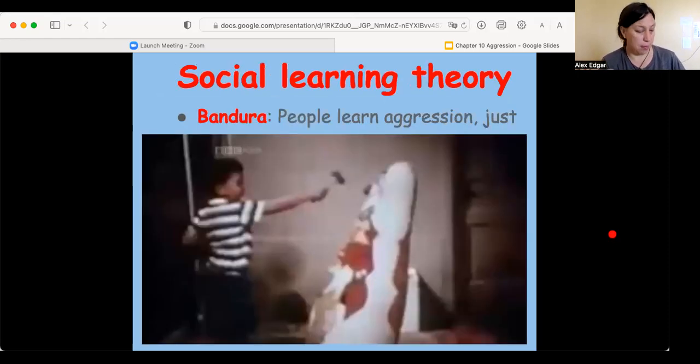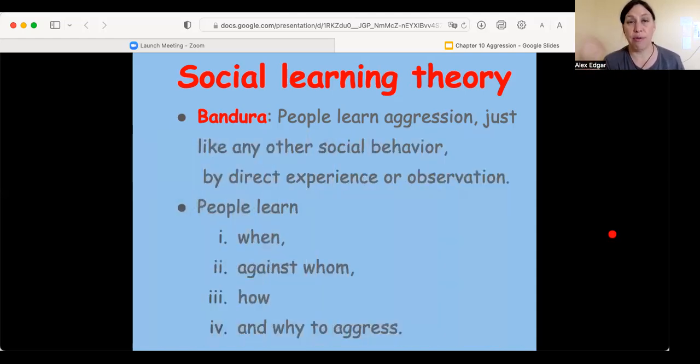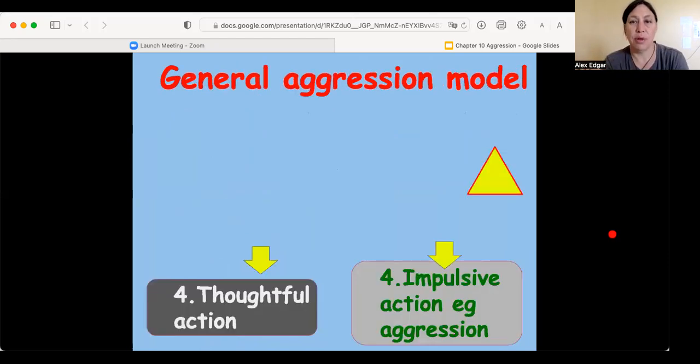Social learning theory. Bandura's Bobo doll experiment showed that people learn to be aggressive both through observation and through direct experience. So they learn when to be aggressive, against whom, how to do it, and why, in what contexts. Okay. The general aggression model.